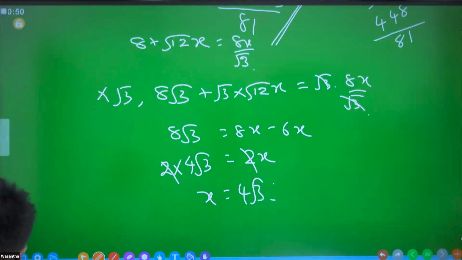Next one. Simplify root a plus b over root a minus b.